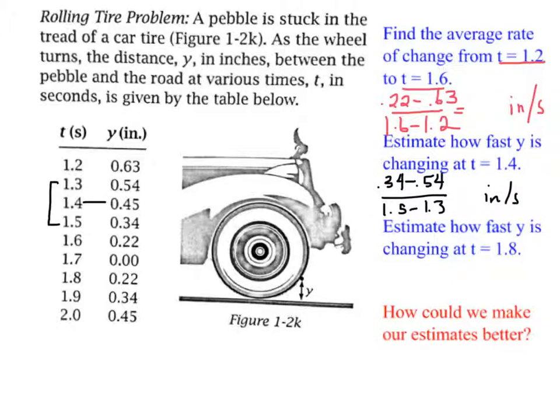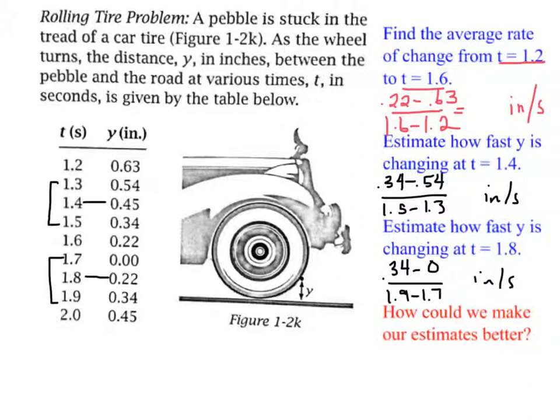So if you're looking at this and saying, well, isn't that an average rate of change? It is. I'm estimating the instantaneous by simply using a small interval to get the average. Okay. So how fast is it changing at 1.8? Well, again, we do the same thing. We pick a point on either side, and we do the slope, inches per second.